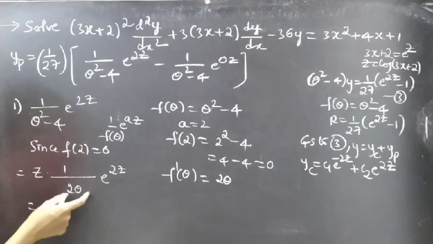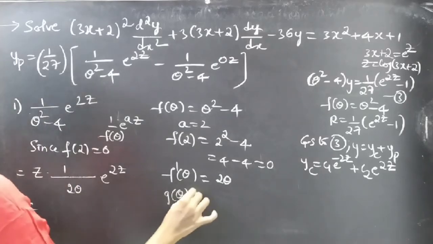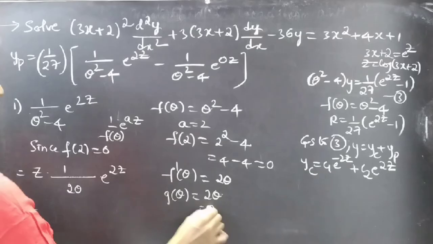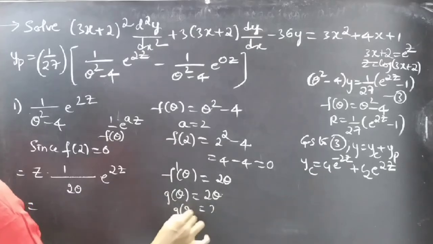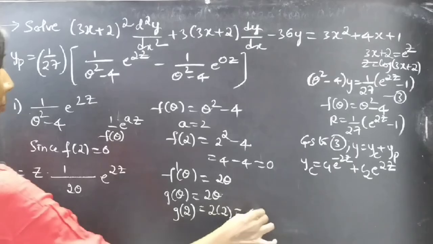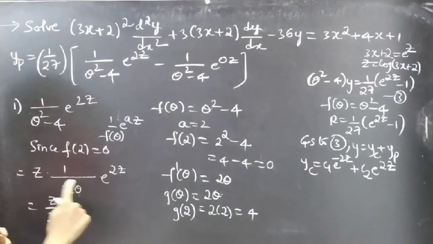Now consider some function of theta, say g of theta equal to 2 theta. Now replace this theta by 2, then you'll get g of 2 equal to 2 times 2, which is 4, so z by 2 into 2. Just replace this theta by 2, because we know that by replacing theta by 2, the denominator will be non-zero.